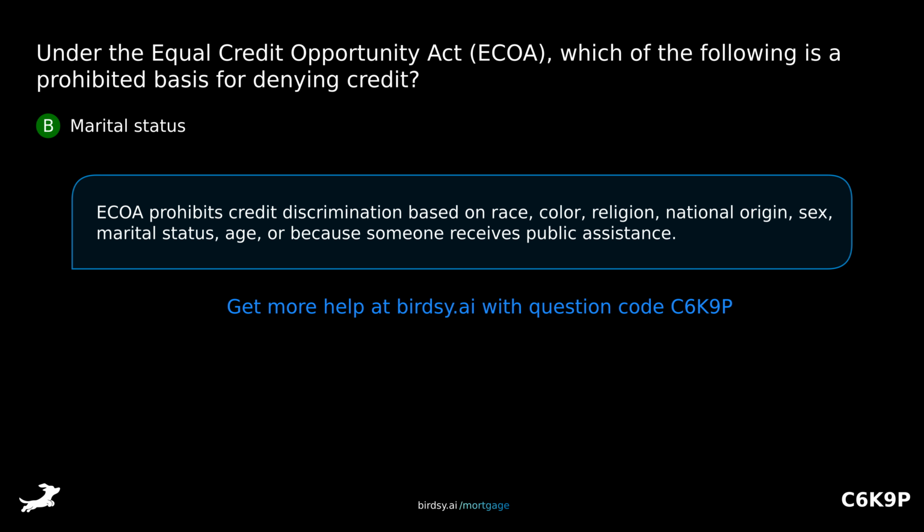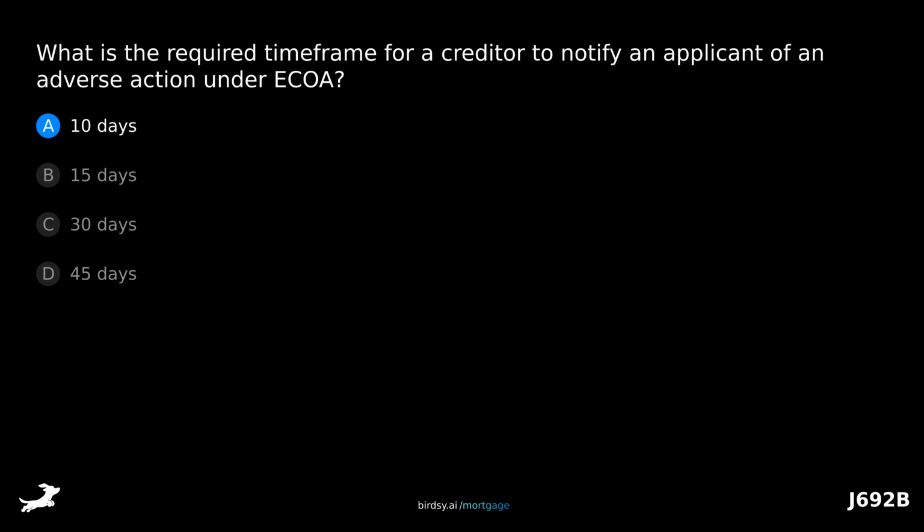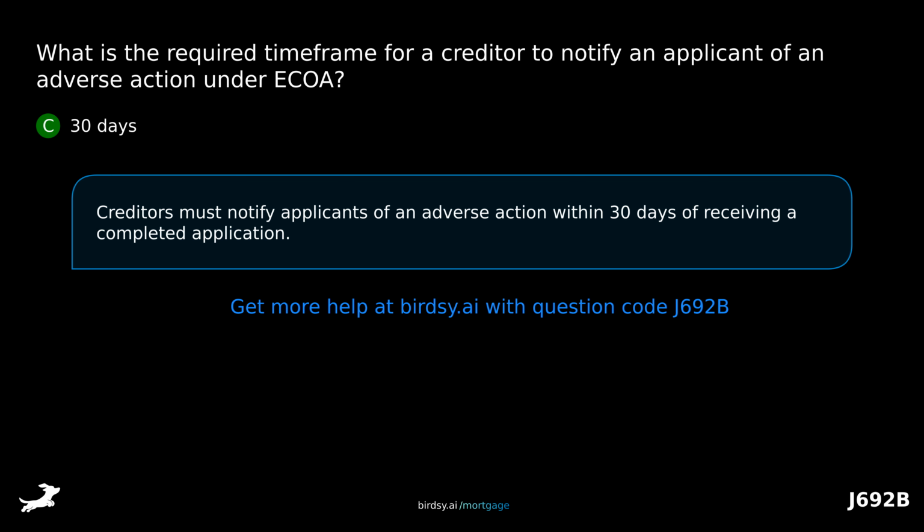What is the required time frame for a creditor to notify an applicant of an adverse action under ECOA? Is it A. 10 days, B. 15 days, C. 30 days, or D. 45 days? The answer is C. 30 days. Creditors must notify applicants of an adverse action within 30 days of receiving a completed application.